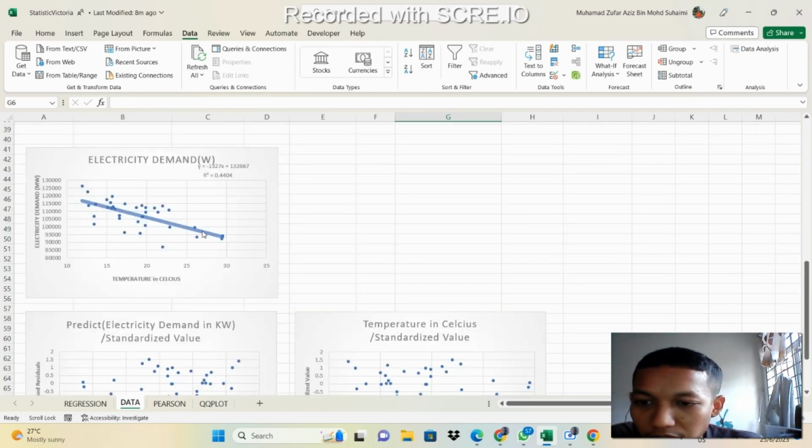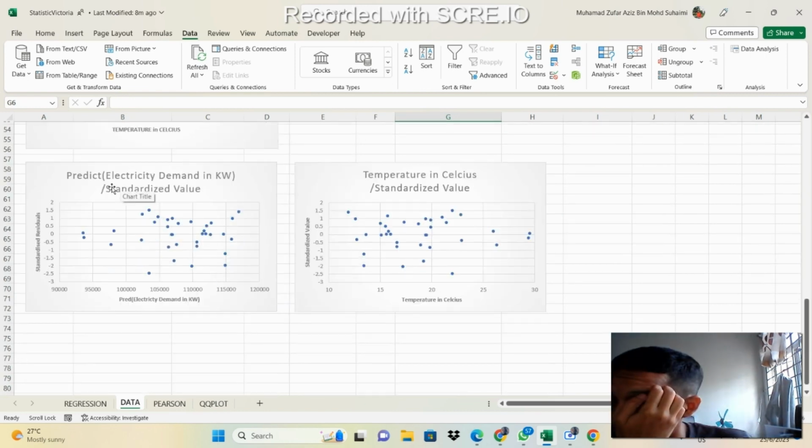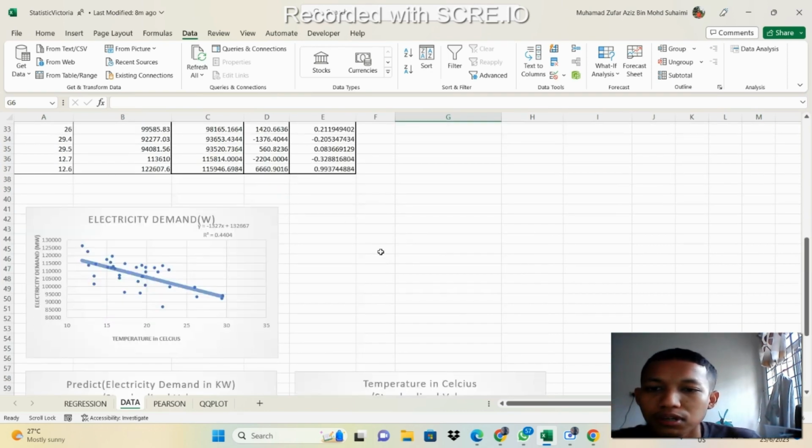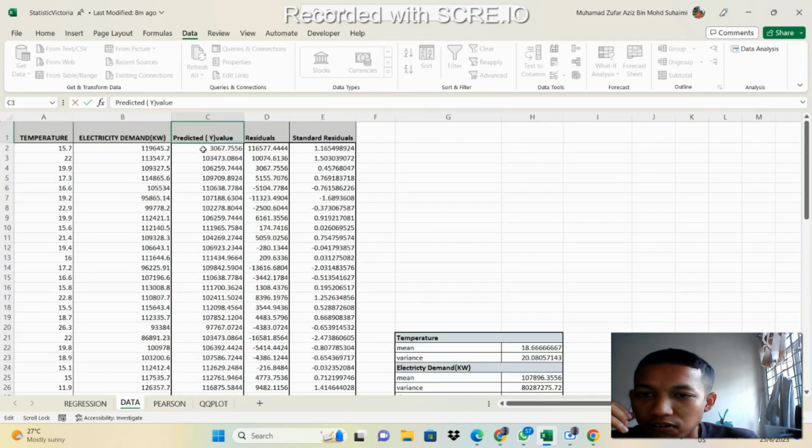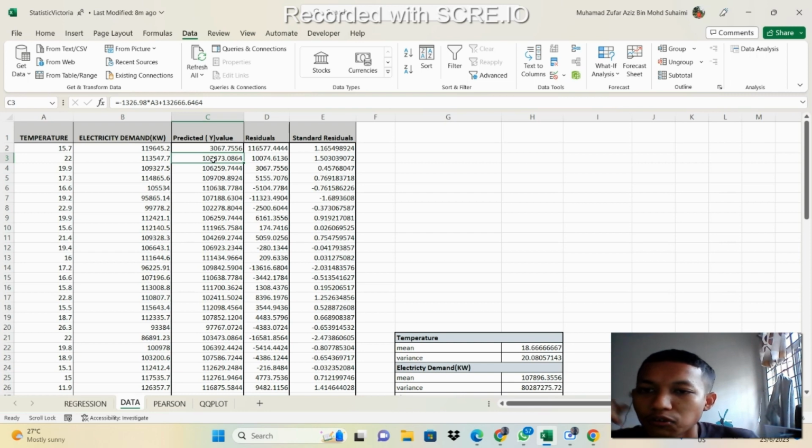So we must get the regression graph, the predicted versus the standardized value, and also the temperature in Celsius versus the standardized value. In order to get all these values, we must use certain formulas. The first one, you must use this formula. You can see it on the formula bar.